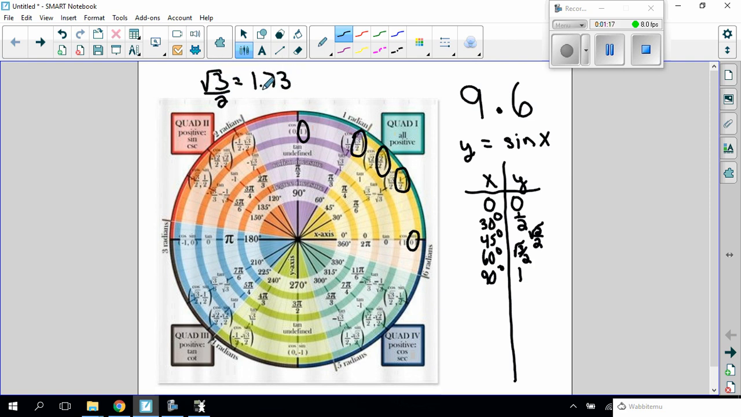Therefore, the square root of 3 over 2 is 0.86-ish. So this is 0.86-ish. I know the square root of 2 is 1.41, so the square root of 2 over 2 is 0.705. Now, I rotated through the first quadrant. I also know sine is all students is positive in the first and second.